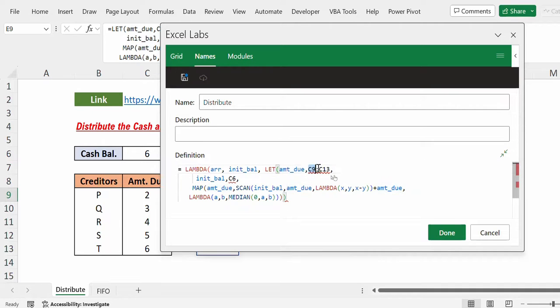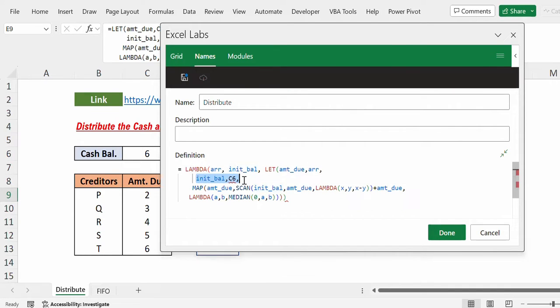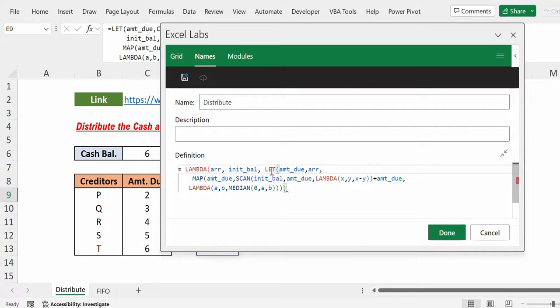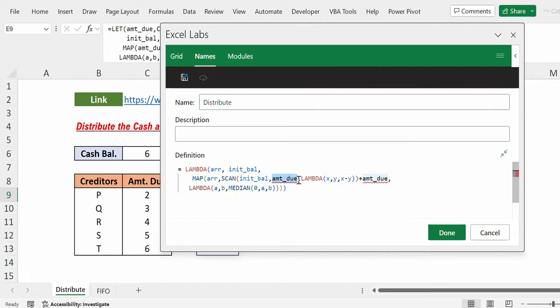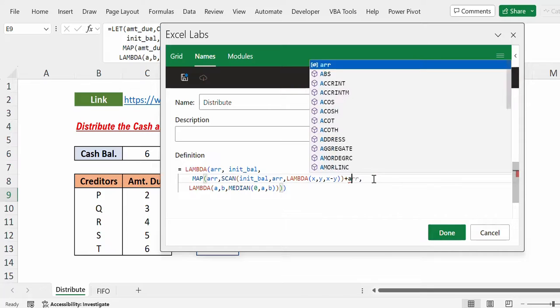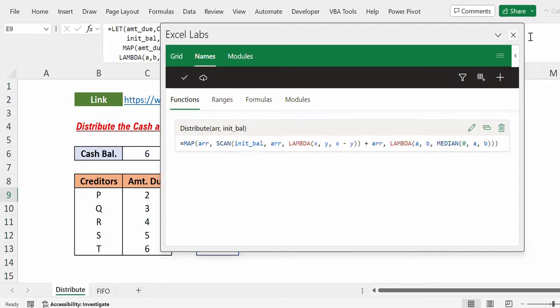So let's say in place of amount due we could write here array, right? And we could remove this part basically because we don't need this now, because the names of the variables that we have used here and which we are taking as parameters here, they are exactly same. So we could remove this, and also we could remove let statement as well. And what we could do, instead of amount due, we could use that ARR variable here, right? And here as well, array. Right? So this is our lambda, and let's click on done, and let's save this.